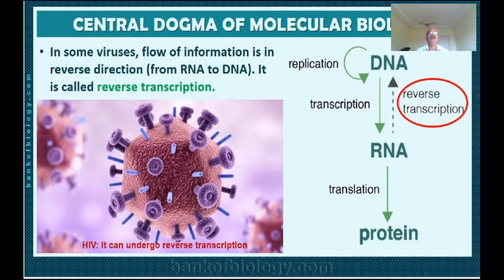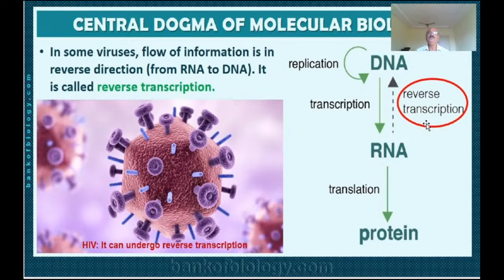In the central dogma of molecular biology, in some viruses, the flow of information is in reverse direction. That means from RNA to DNA, it is called reverse transcription. Generally, from DNA, RNA is synthesized. That is called transcription. It is a common phenomenon. Rarely, from RNA, DNA will be synthesized in the presence of reverse transcriptase enzyme. That phenomenon is called reverse transcription.